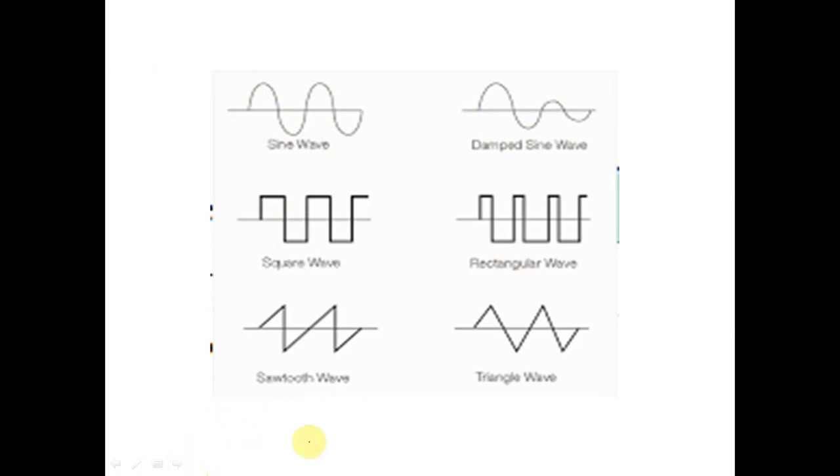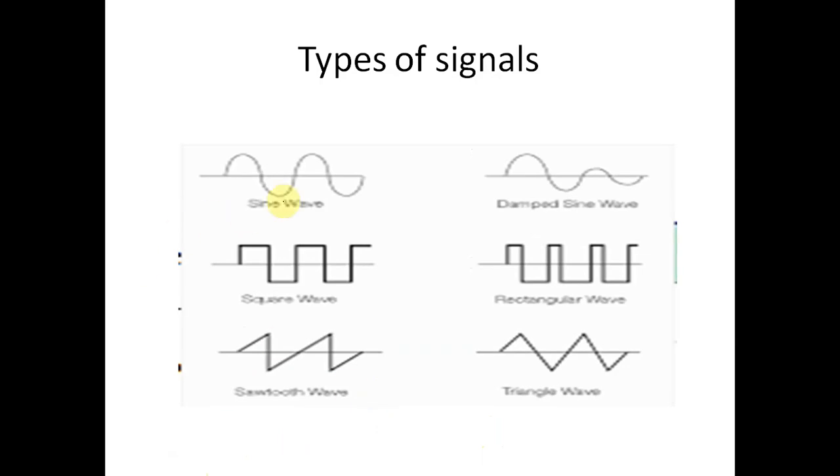This signal is the sawtooth wave and this one is the triangular wave. Now these are some types of signals. We already studied sine wave, damped wave, square wave, rectangular wave, sawtooth signals and triangular signals.